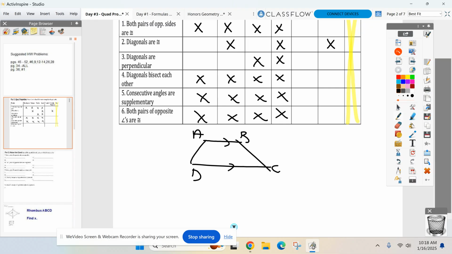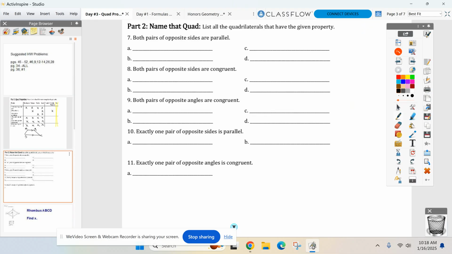Okay, quite a few questions on quadrilaterals. All right, here we go. Part 2 here. Name the quad given its property. Both pairs of opposite sides are parallel. Can we do it without looking back at the chart? What do we got? Parallelogram. Rectangle. Rhombus. And the square.